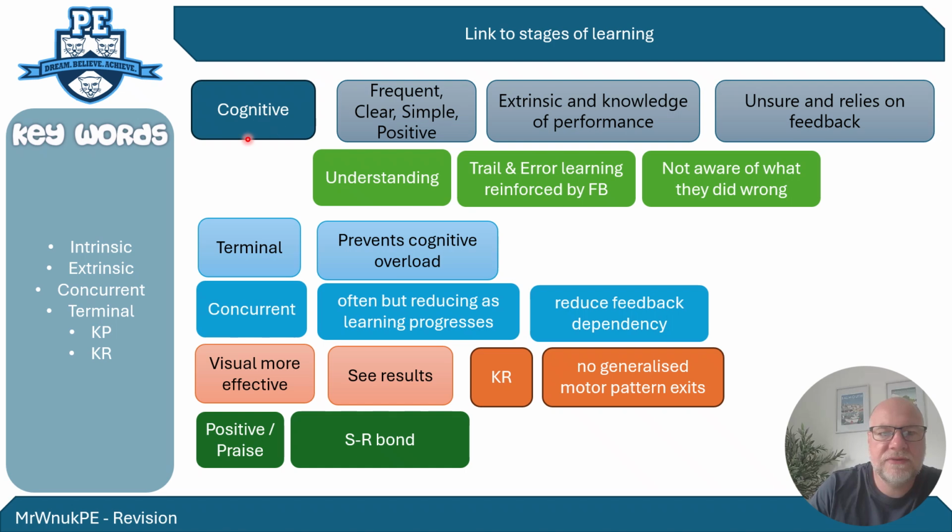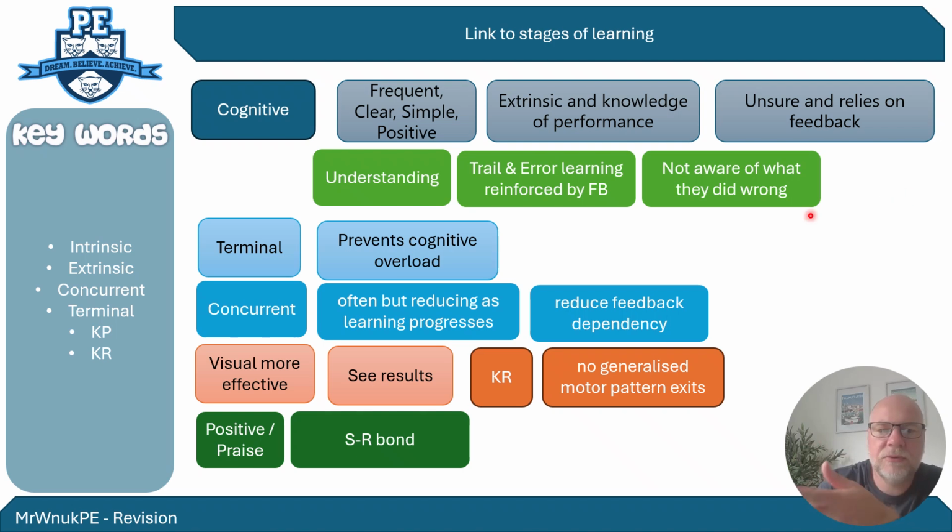So the cognitive stage of learning is basically your beginner. And at that point, the feedback should be very clear, very simple, and positive. Lots of feedback as well. This is best suited as extrinsic feedback, and probably the content is knowledge of performance, how did it go? And athletes rely on this type of feedback because they're unsure of how to do the movements. So they rely on what they're getting from the coaches, and they use that and process the information.